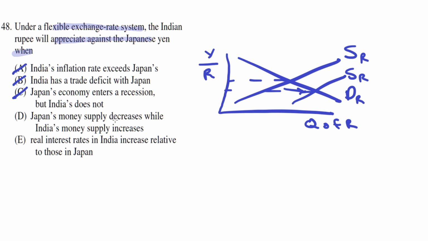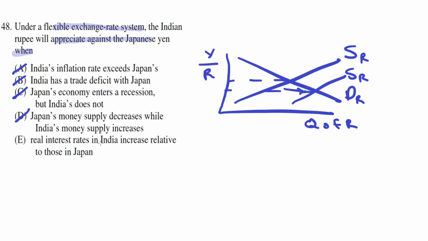D. Japan's money supply decreases while India's money supply increases. This is also incorrect because if Japan's money supply decreases, that means that the interest rates will be higher in Japan. And if interest rates are higher in Japan compared to India, their currency will appreciate relative to India's. And if Japan's currency appreciates, India's currency must depreciate. So D is also incorrect.